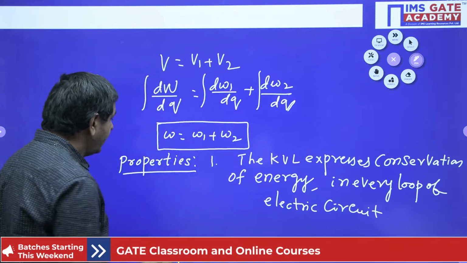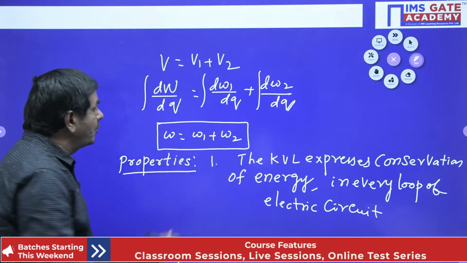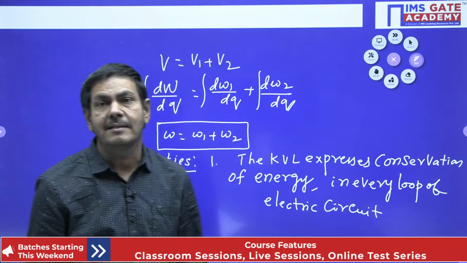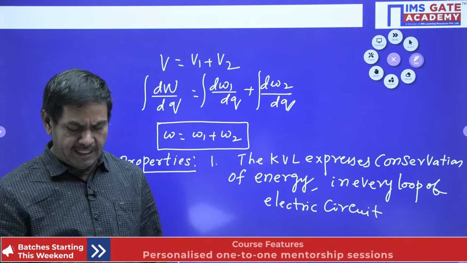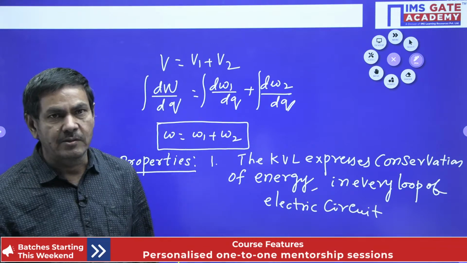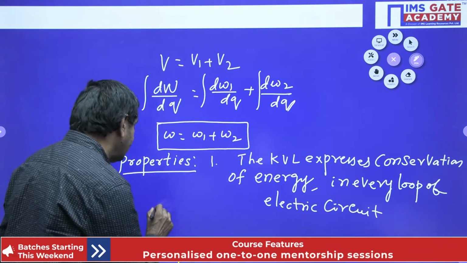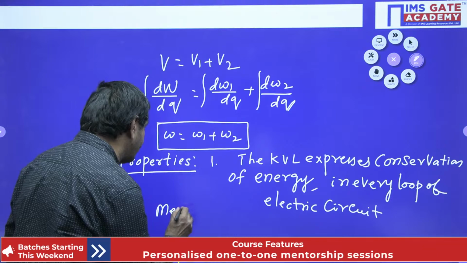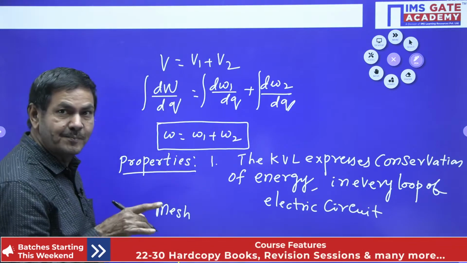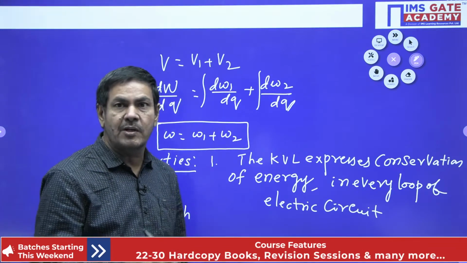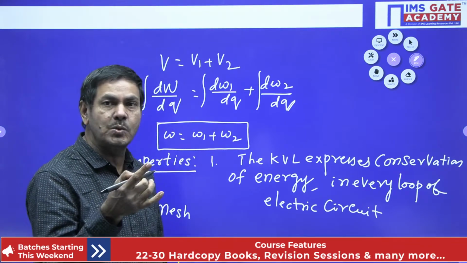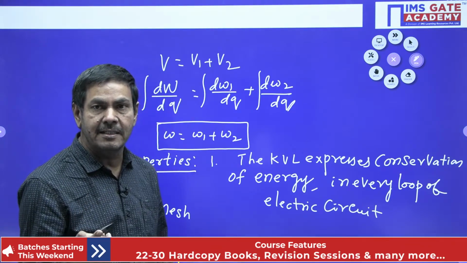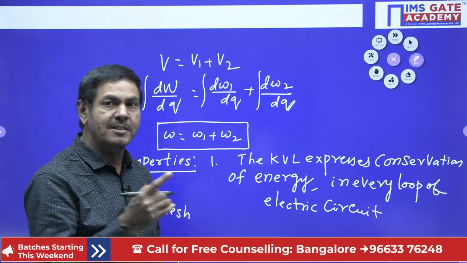And where are you going to use this voltage law? Whenever you are applying mesh analysis, you are going to use this only. Mesh means the loop is required. Whenever you apply nodal analysis, the nodes are required. By selecting the nodes, current directions are taken, and after that you apply Ohm's law.